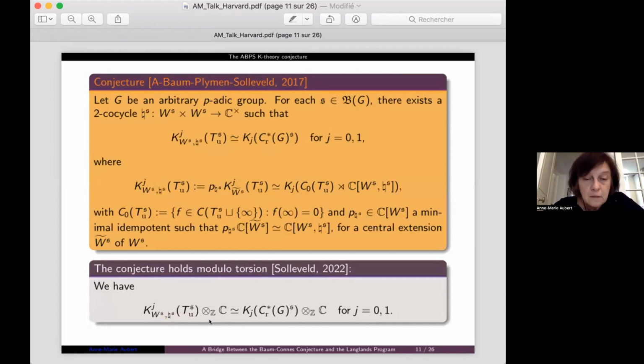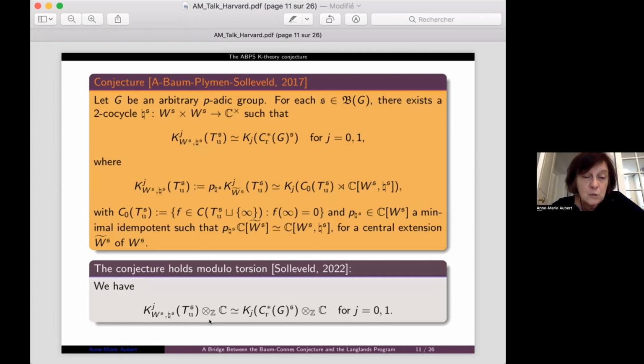So it's almost the same. In particular, on the right, the C-star algebra does not change, but on the left, we will replace the previous version by the following. So we assume that for each S there exists a two-cocycle on the product of W_S cross W_S with values in C star, such that the twisted version of the equivariant K-theory of the torus by the group W_S is isomorphic to the K-theory of the ideal of the C-star algebra.